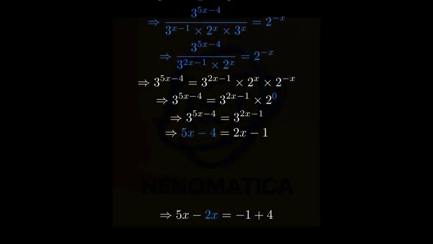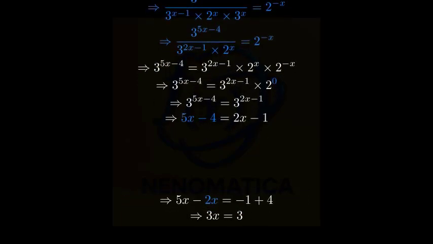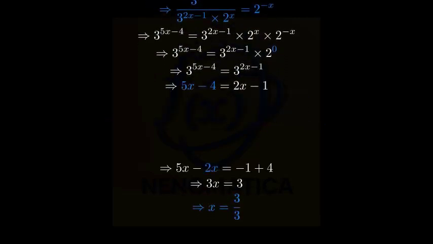Let's subtract 2x from both sides. This gives us 5x minus 2x minus 4 equals -1, which simplifies to 3x minus 4 equals -1. Simplifying the right side, we get 3x minus 4 equals 3, and adding 4 to both sides gives us 3x equals 3. Finally, dividing both sides by 3, we get x equals 3 divided by 3, which is 1. Therefore, x equals 1 is our solution. Let's verify our solution.